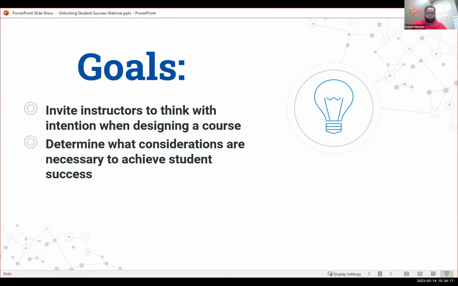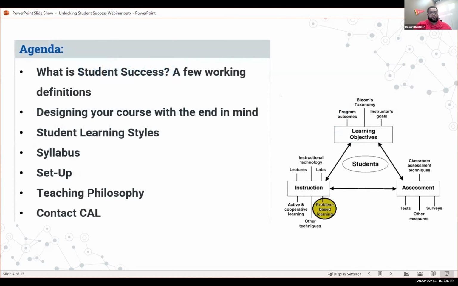And so the next part, we're going to look at our agenda. So we're going to first look at what is student success, a few working definitions that I came up with, designing your course with the end in mind, student learning styles, syllabus setup, my personal teaching philosophy, and my encouragement for you all to get engaged with C.A.L if you aren't already.